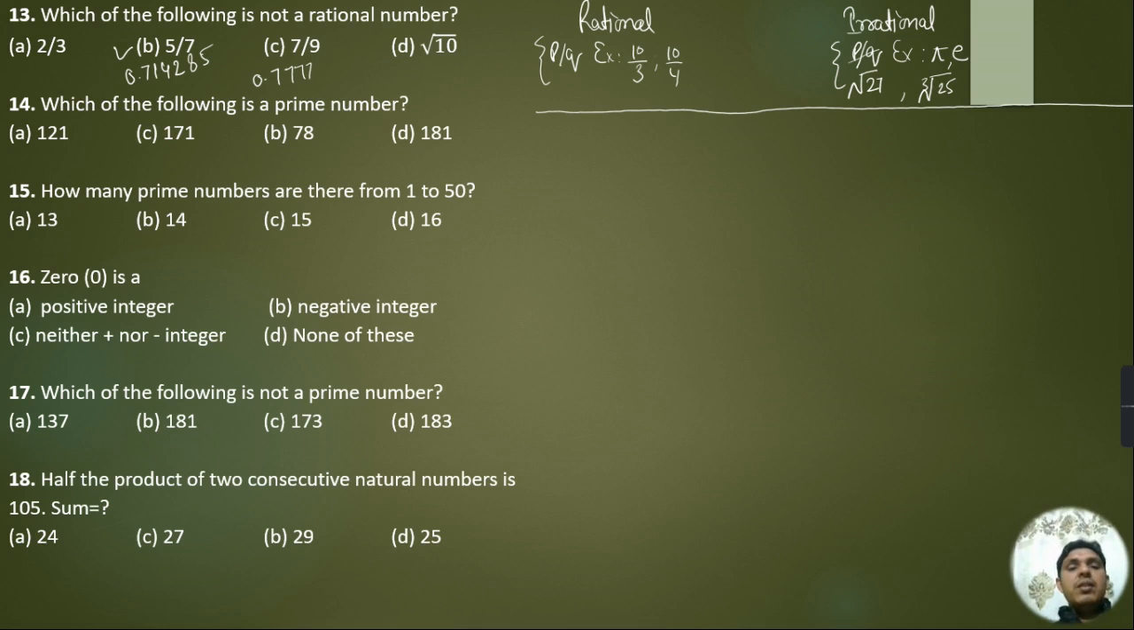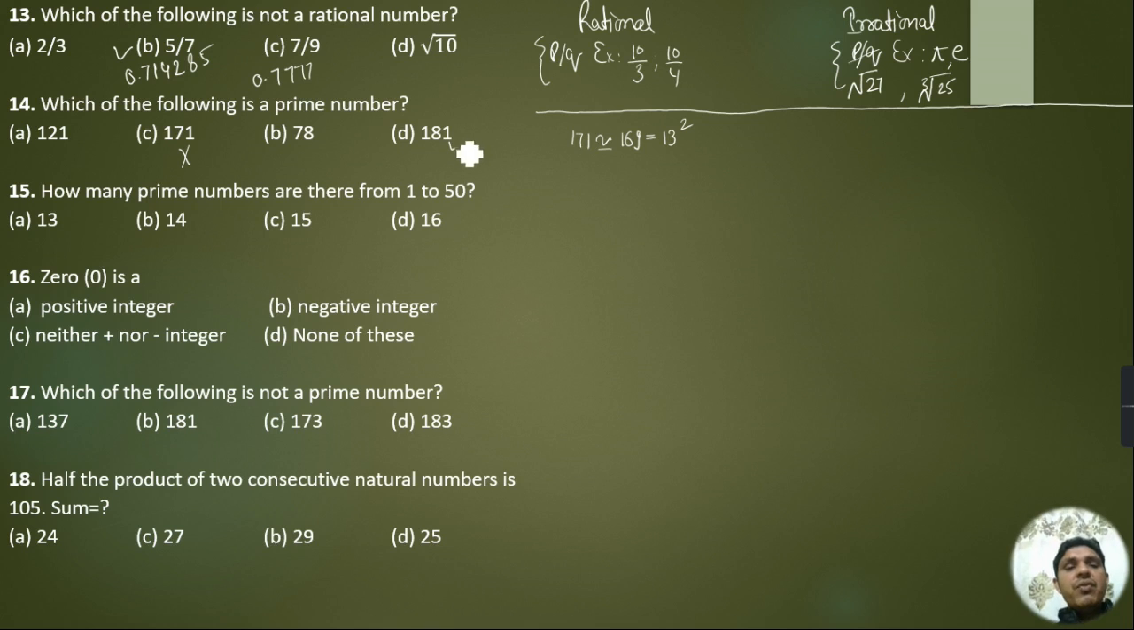For example, 121 is a number, and as we know this is the square of 11, so this cannot be a prime number. For example, we have the number 171 and we need to find whether it is a prime number or not. We will check by all the prime numbers up to the nearest square root. The nearest square is 169, the square of 13. So we will check by all the prime numbers up to 13. We can check by 3: 3 times 5 is 15, carry 1, 3 times 7 is 21. That means this is not a prime number.